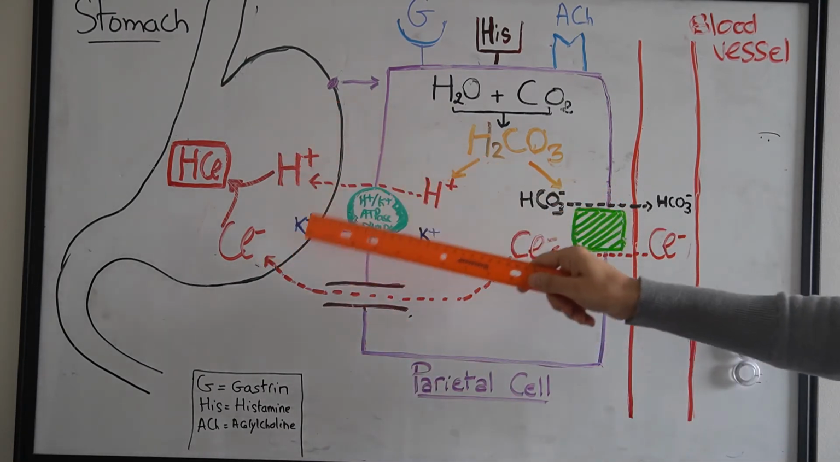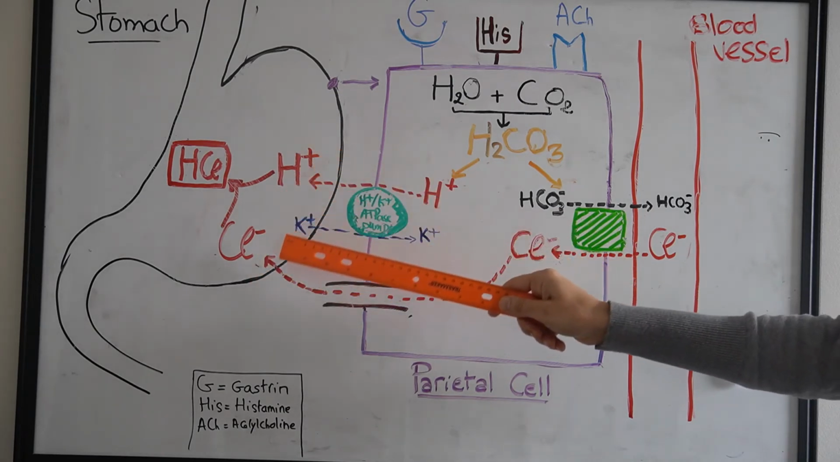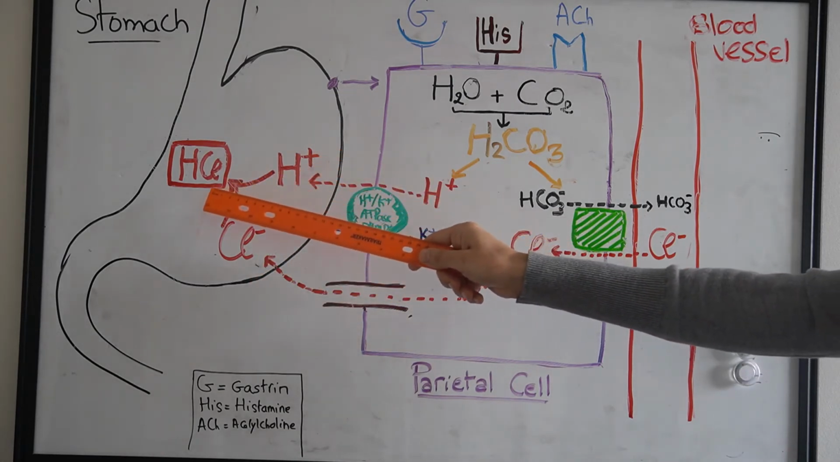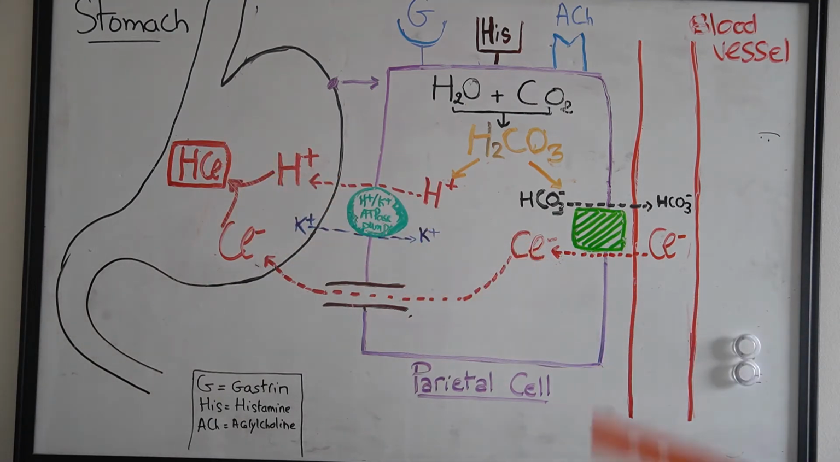So now we have both hydrogen and chloride in the stomach lumen. They associate with each other to form hydrochloric acid. And this is how stomach acid is made. We'll get back to this scheme as we move forward.